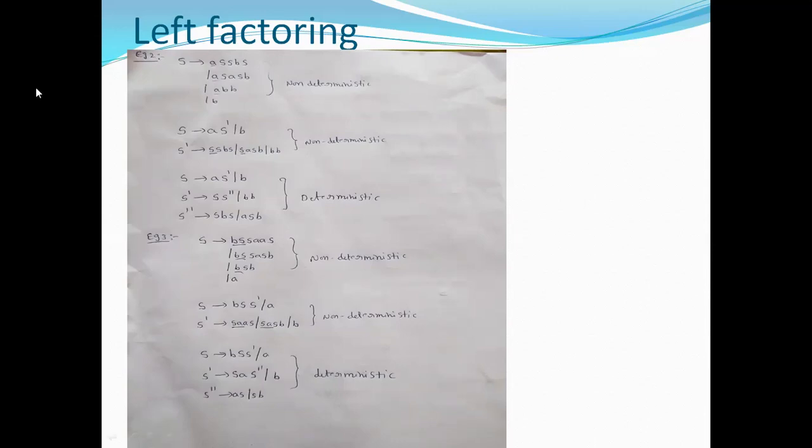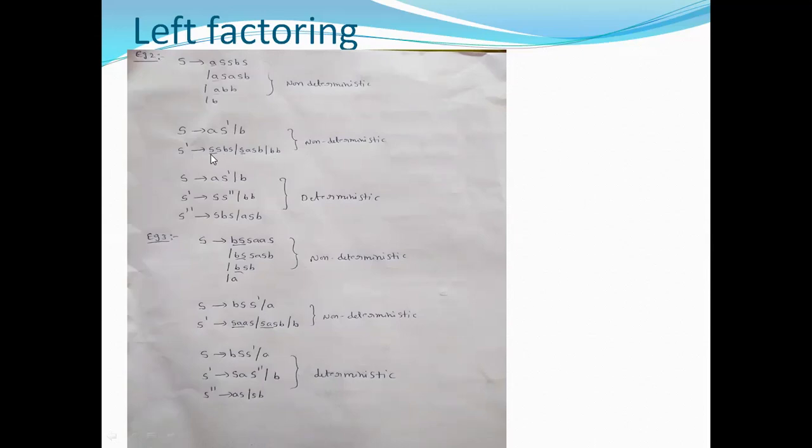So A is common for three productions. So we can take A common with S', and B is not performing any operation, so we can use B and S'. So what is S'? The remaining parts: S S, B S, or S A S B or B B. So these are the productions under S'.